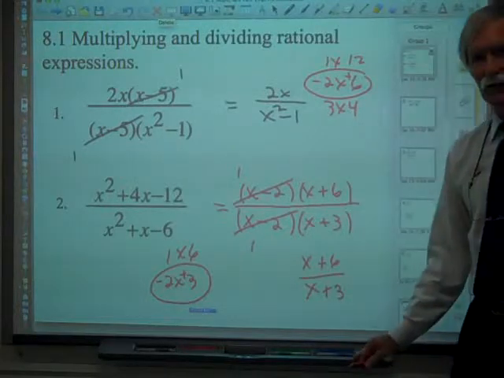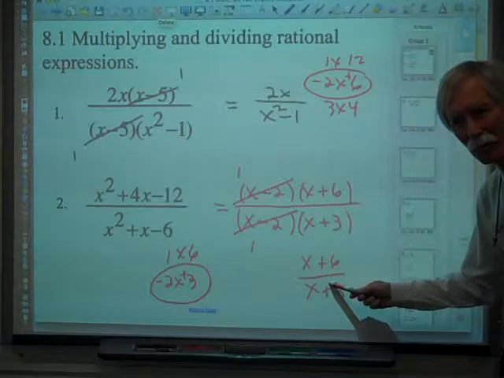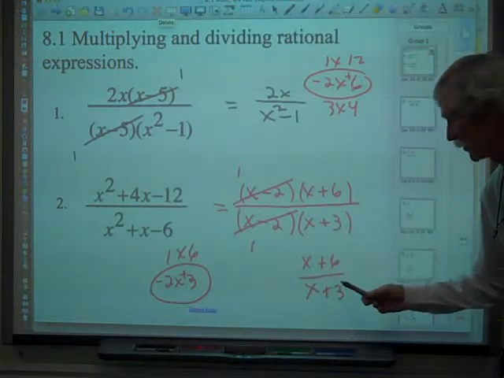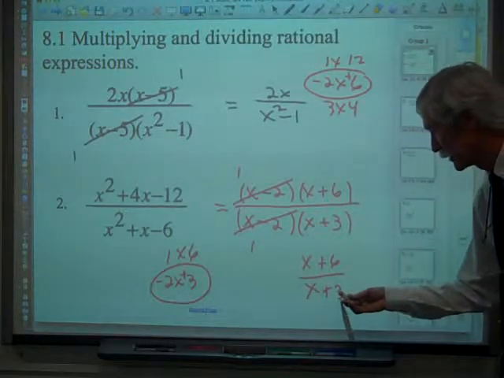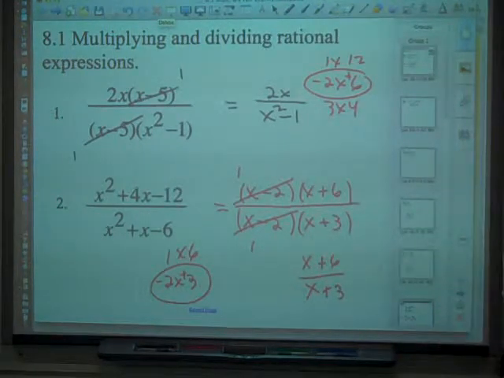And that's the best we can do, because, again, this is now an adding problem, plus plus, not a multiplying problem. So don't start trying to cancel, cancel, or cancel, cancel. This is as far as you can go.